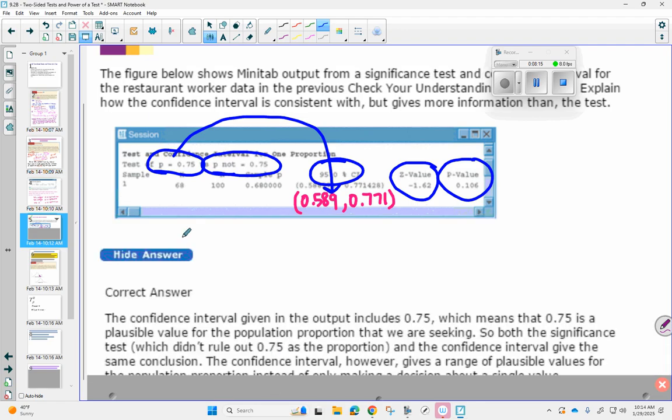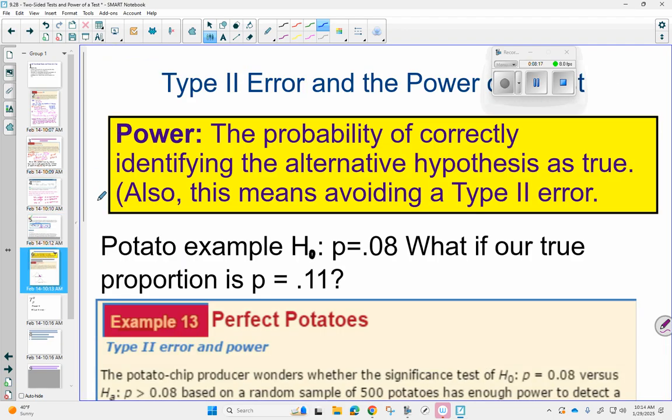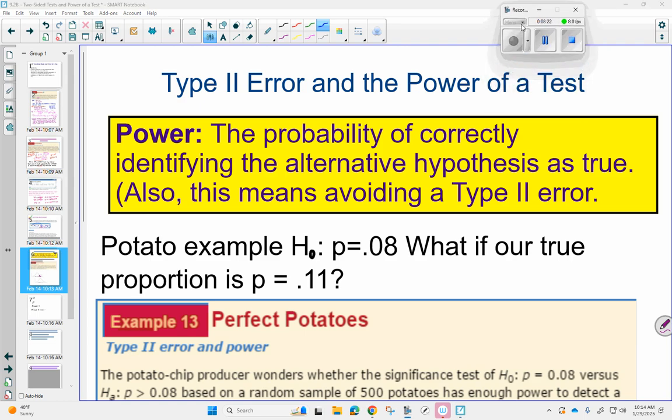Okay, power of a test and type 2 error. I'm going to explain power, and I'm going to try to show you the math behind it. The main thing is that you just understand the definition of power. Write this definition down. It's very important. The power of a test is the probability of correctly identifying the alternative hypothesis as true. So if the alternative's true, it's the chance we actually get that the alternative is true.